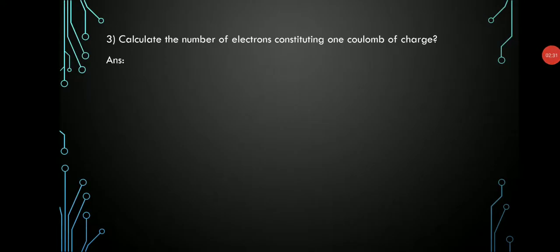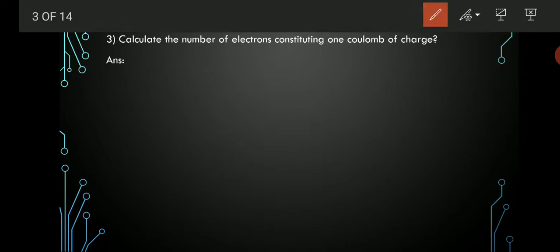Okay, calculate the number of electrons constituting 1 coulomb of charge. Here you must find how many electrons make up 1 coulomb of charge. Okay, the number of electrons you need to find. Now we know that 1 electron is equal to 1.6 into 10 to the power minus 19 coulomb. This is the known term. That means 1 electron carries this much charge. So 1 coulomb of charge is constituted by how many electrons? This is the question.